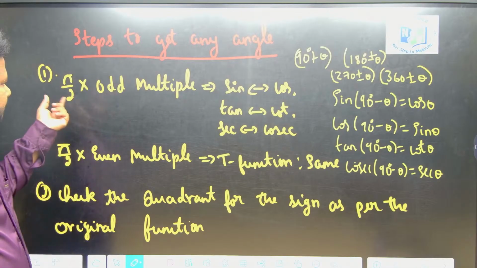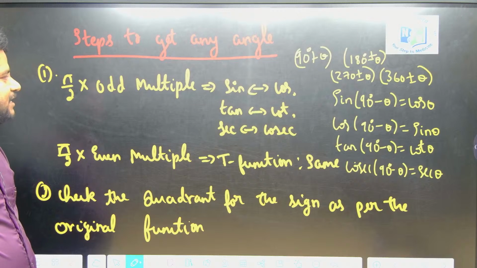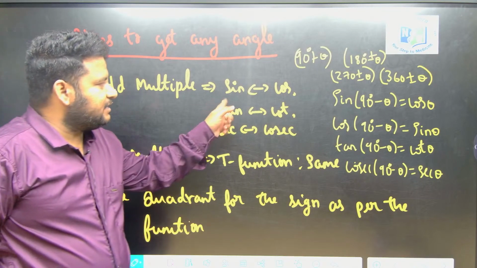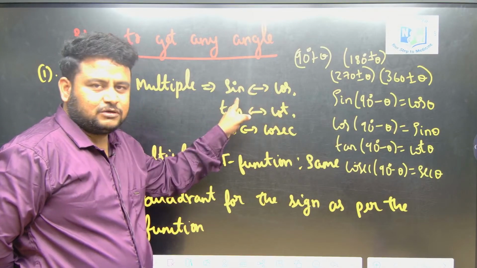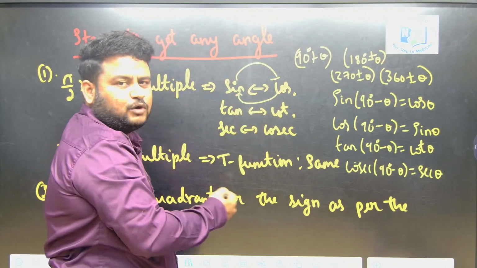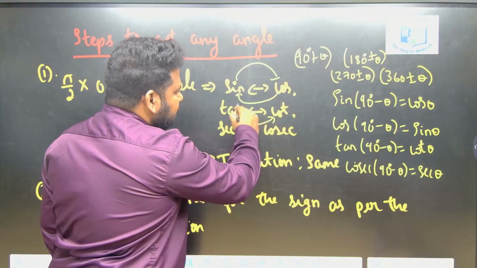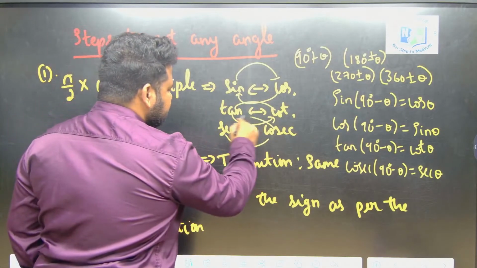So see here, pi by 2 into an odd multiple. That means pi by 2 is multiplied by some odd number. Then what will happen to sine? Sine will transform into cos, and cos will transform into sine. What about tan? Tan will become cot and cot will become tan. Secant will become cosecant and cosecant will become secant.